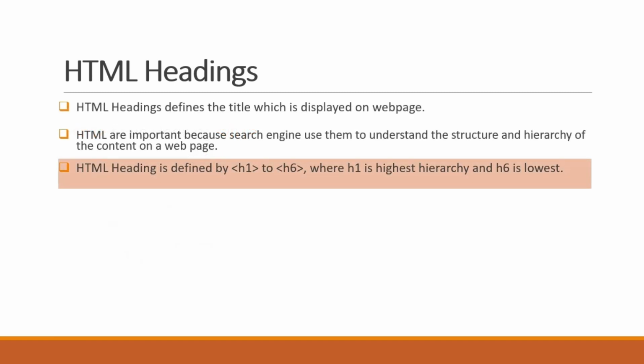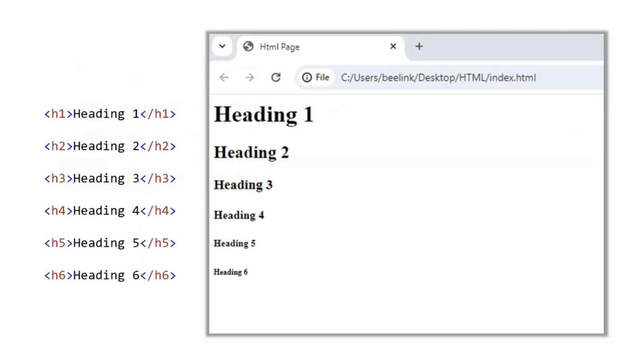HTML headings are defined by H1 to H6, where H1 has the highest hierarchy and H6 has the lowest. In this example, we can see how the tags from H1 to H6 display the heading. On the left, we have H1 to H6 elements, and on the right, we have the displayed output in a web page.